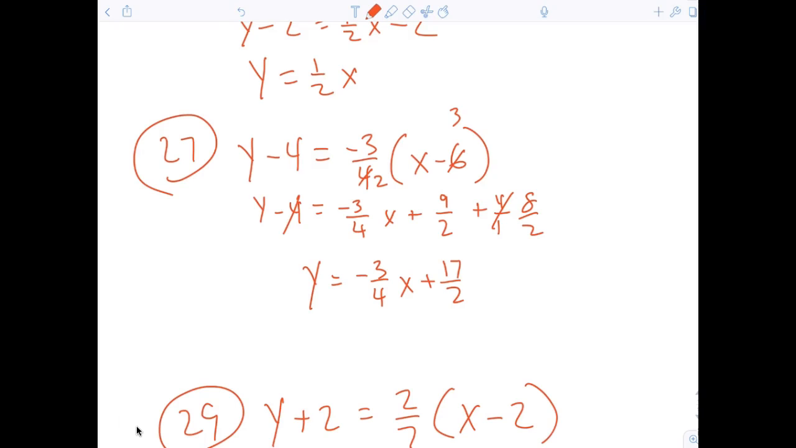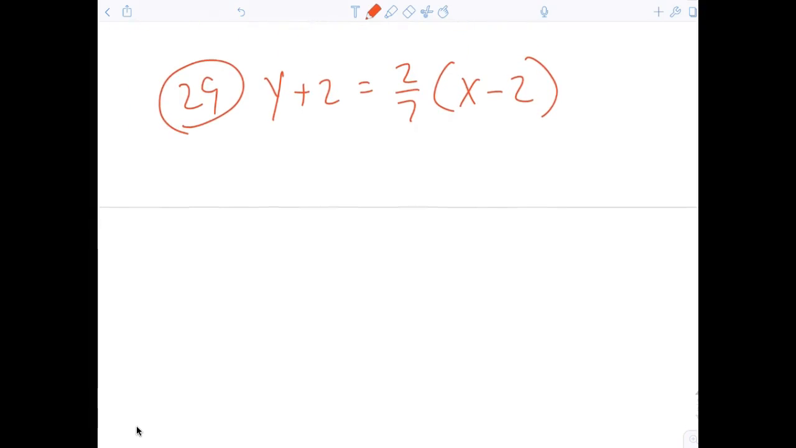Now, I want to take a look at question number 29. Distributing the 2/7. Y plus 2 equals 2/7 x, and then what? Say it. Good. 4 over. No, 4/7. Come on. Negative 4 over 7. Does anybody have any problems with that? Really, 2 times 2. Okay, I can help you.